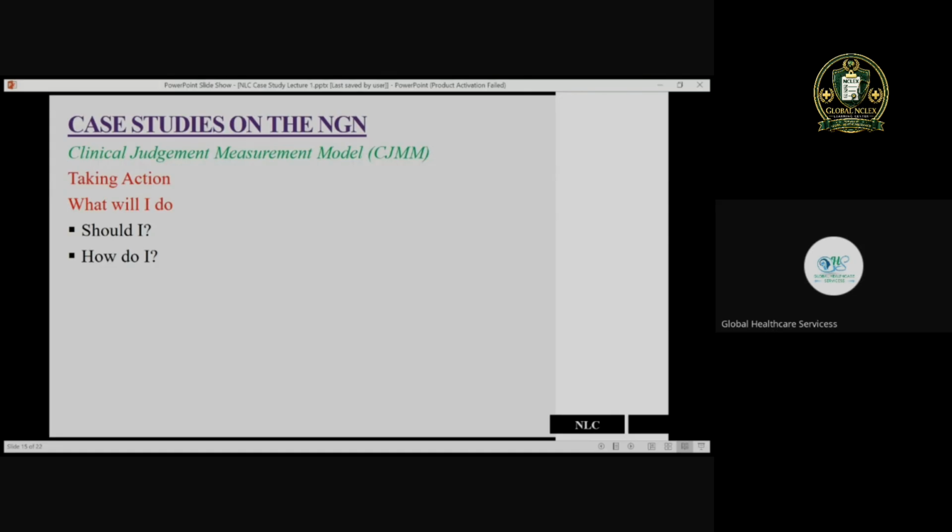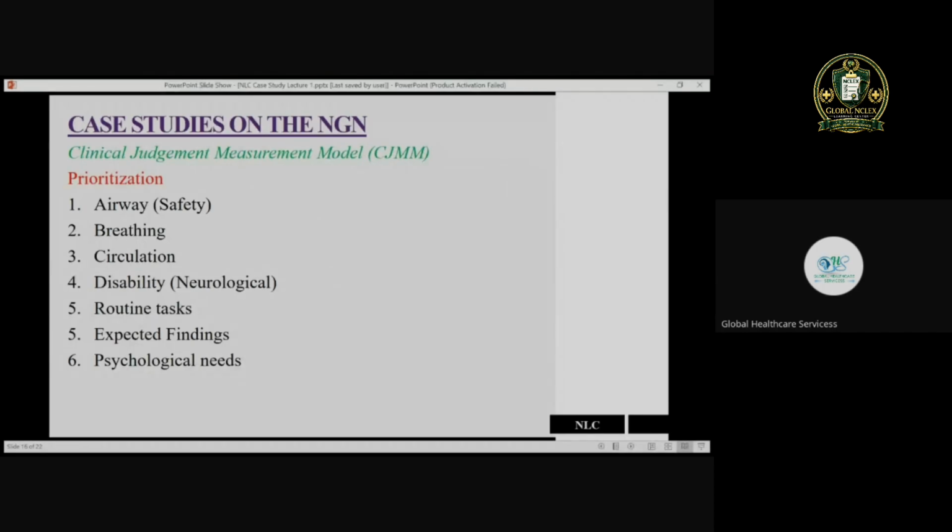Next is the fifth step, taking action. What will I do? Should I? How do I? So this is your priority. You have to follow Maslow's hierarchy model, that is your physiological needs, psychological needs, all these things. But now we're going to discuss it according to ABCD. First of all, in the first zone, your basic is always the airway.